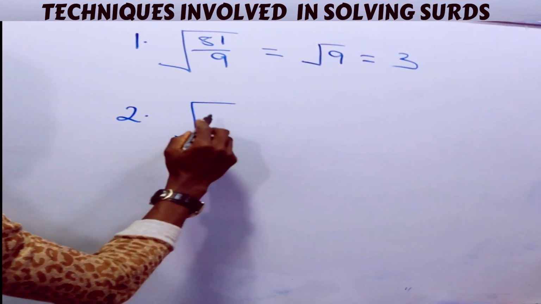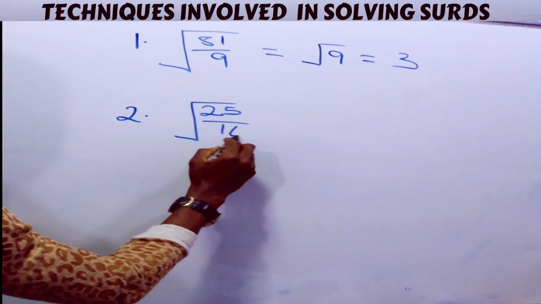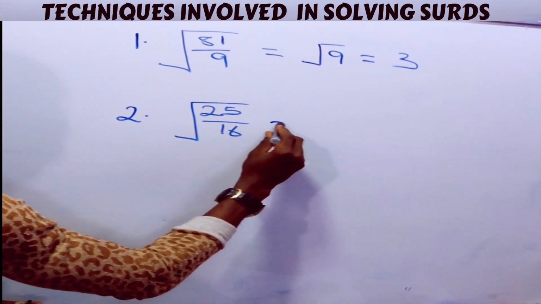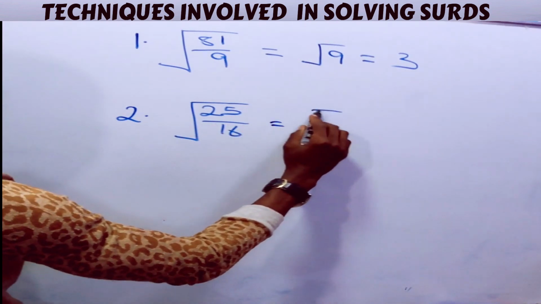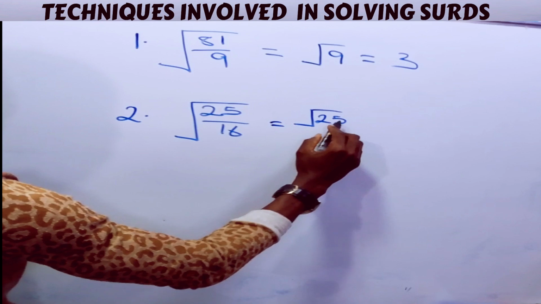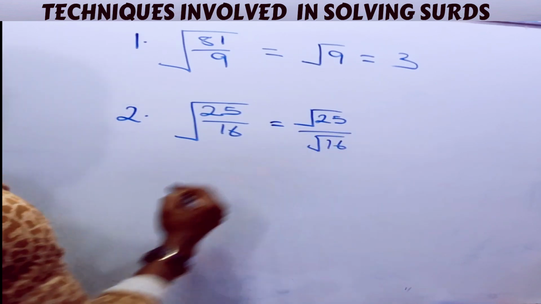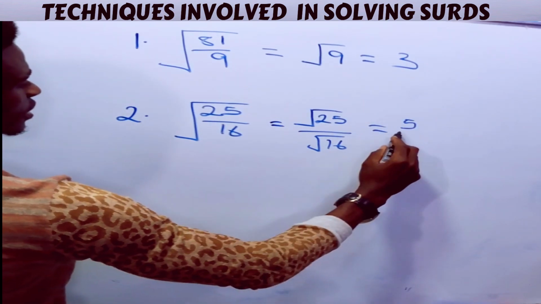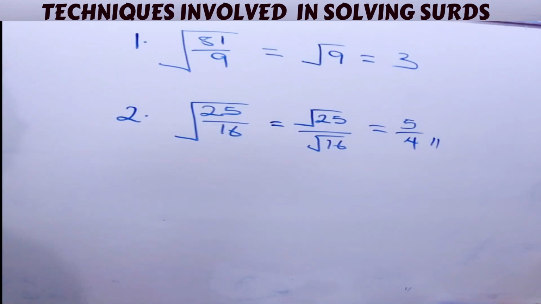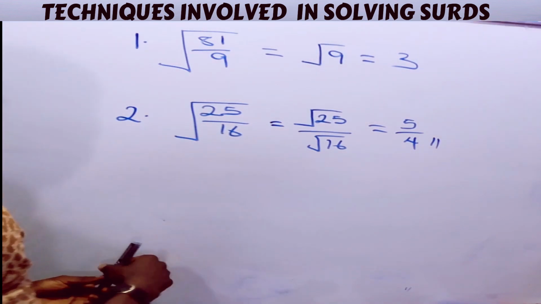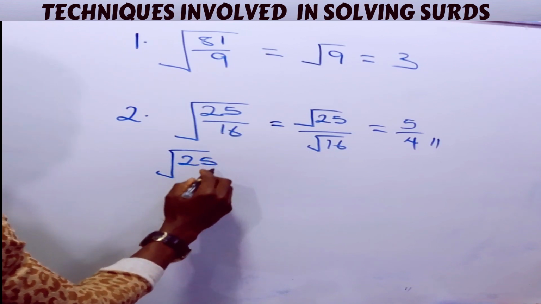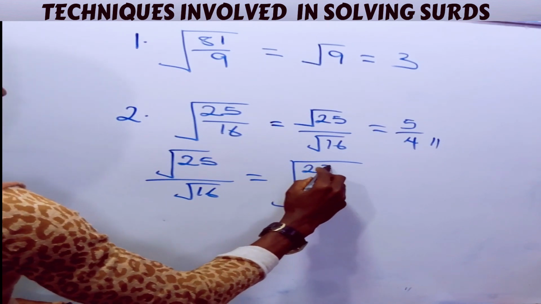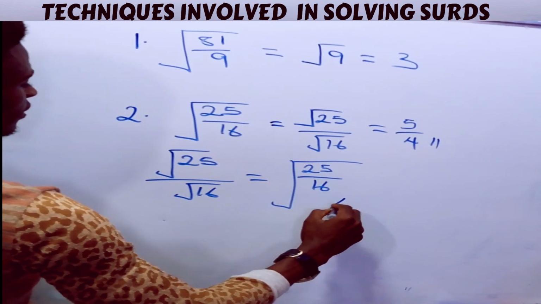What if we have root 25 over 16? Now, 25 cannot divide 16. So therefore, we split the surd for each. We split the square root by saying root 25 over root 16. So that root 25 will be 5 and root 16 is 4. Our answer is 5 over 4. This means if we have root 25 over root 16, it is the same thing as root of 25 over 16.